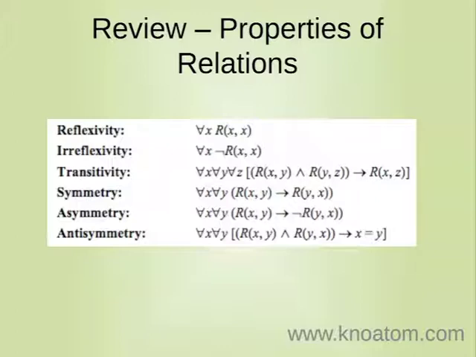Now, asymmetry says for any x and for any y, if you have R of (x, y), this implies that you do not have R of (y, x). So the opposite of symmetry. If you have (1, 2), you cannot have (2, 1).